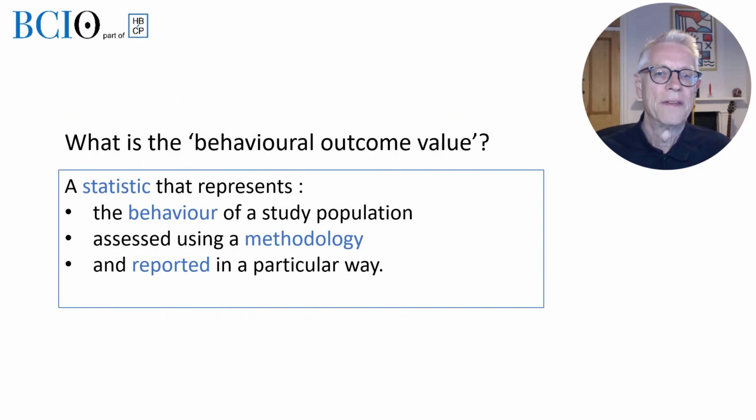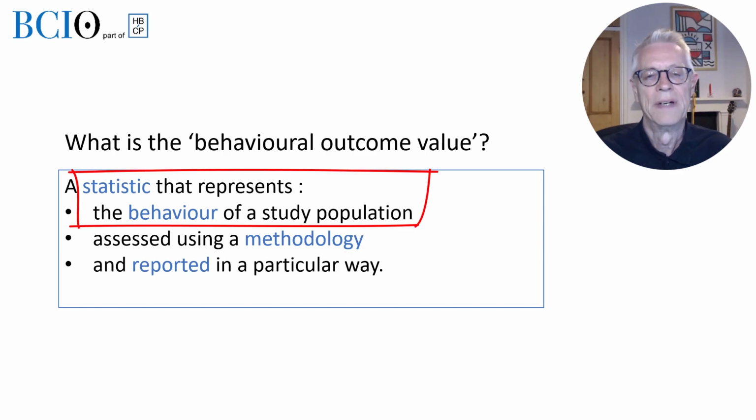Just to be clear, the behavioral outcome value is a statistic that represents the behavior of a study population that's been assessed using a methodology and reported in a particular way. This video will describe the annotation of the statistic and the outcome behavior. The description of the methodology, including the analysis, will be left to another day.